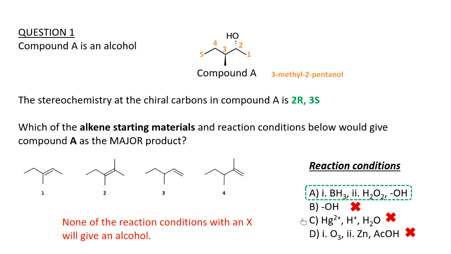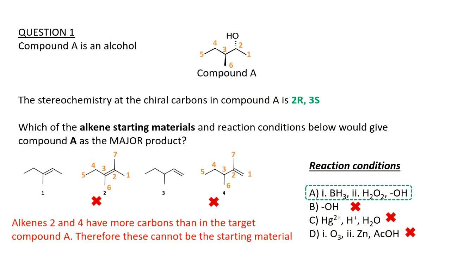And so the only reagent that is possible would be the borane followed by hydrogen peroxide and base. So that will form the alcohol with the alkene. This is not oxymercuration, this is hydroboration. So it's hydroboration followed by oxidation with hydrogen peroxide. Now, if you recall, those conditions will give an anti-Markovnikov addition of water.